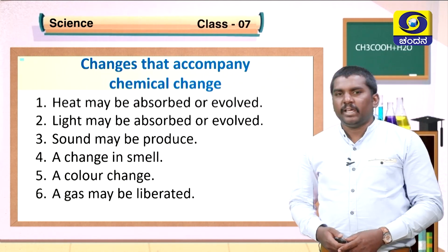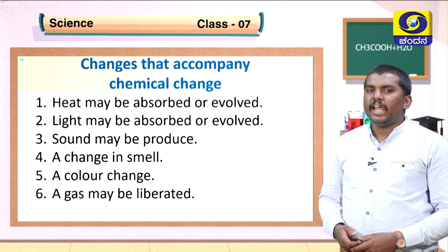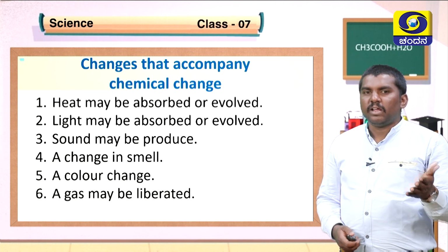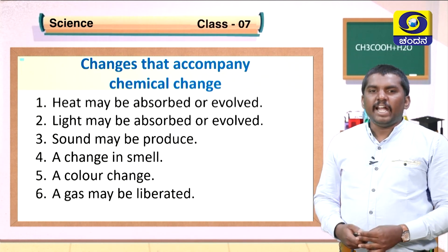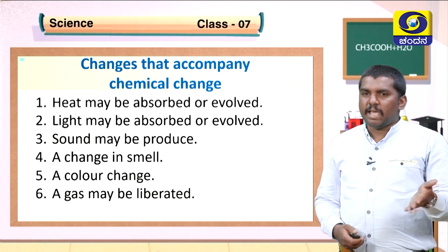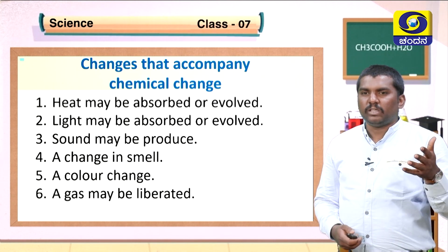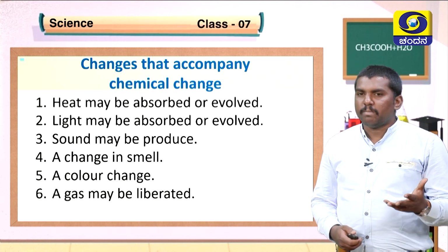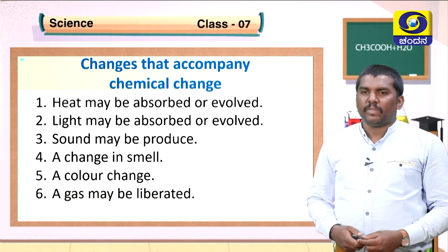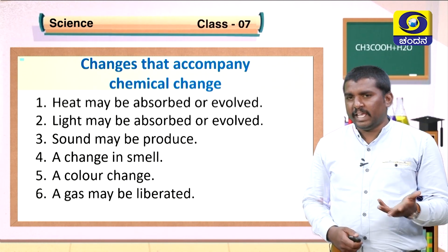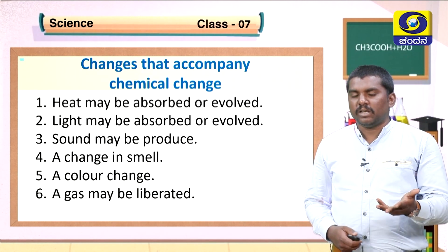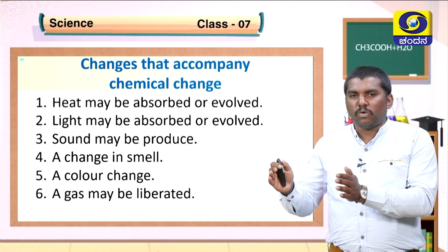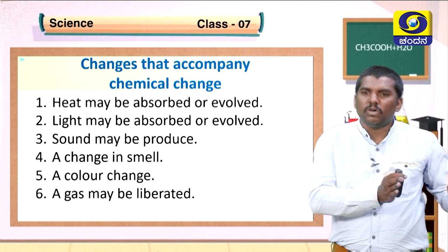Changes that accompany chemical change. Number 1, heat may be observed or evolved. We observe that in the case of burning of magnesium ribbon, heat is evolved. Light may be observed or evolved. In the same case, we observe that the magnesium ribbon burns with brilliant white color. Third one, sound may be produced. In some reactions, sound may be produced. Fourth one, a change in smell. If food gets spoiled, what happens? It gives a very bad smell. So during a chemical reaction, the smell may change. It means the smell of the new compound is different when compared to the reactant.